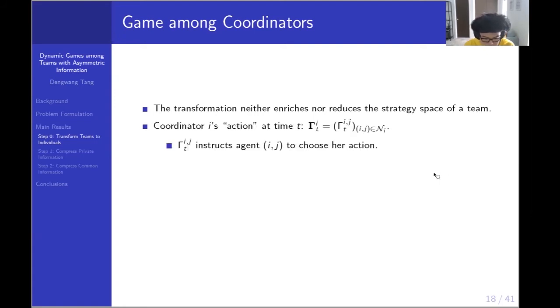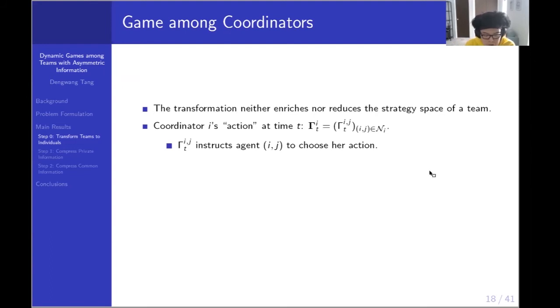So now we have completed the transformation. Let me introduce some new notations. The coordinator is now the decision maker, the single decision maker for this team. We call the coordinator of team i, coordinator i. Coordinator i's action at time t is a prescription, which we will denote as gamma_t^i.